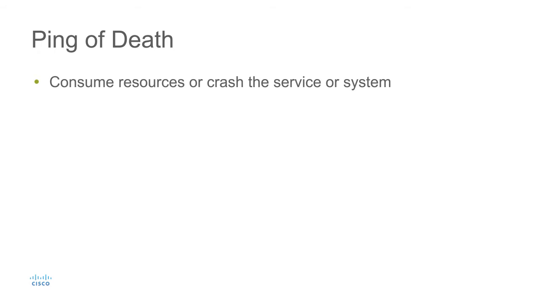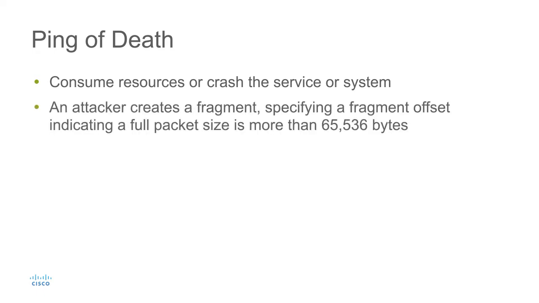Now, there are other types of denial of service attacks. One of them is known as the ping of death. Again, the idea behind this is to consume resources or alternatively crash the resource. When we have a ping of death, the attacker is going to create a fragment, and they're going to set the fragment offset value in the IP header to a value that indicates that the size of this packet is more than 65,536 bytes. That number is the largest size that a packet can be, as defined by the IP protocol. There's just no way around it.